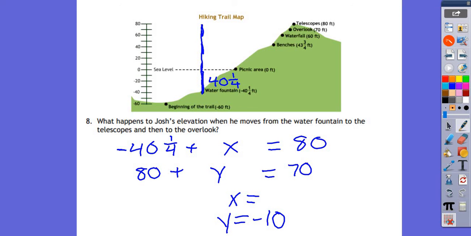So I go from negative 40 and 1/4. Well, what's the distance there? 40 and 1/4. Then I end up at 80, so I go from 0 to 80. What's the distance from 0 to 80? 80. So what's that total distance? 120 and 1/4. We added that together. So X would be an increase or decrease? Increase. Then Y, he went down to the overlook, so is Y an increase or decrease? Decrease.